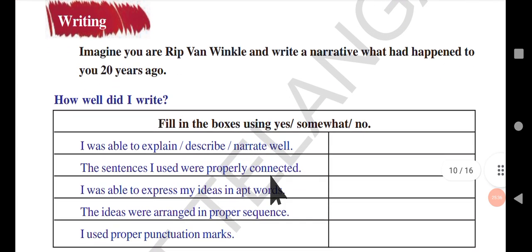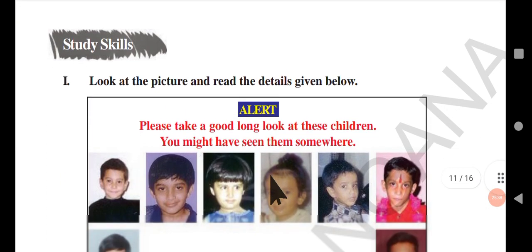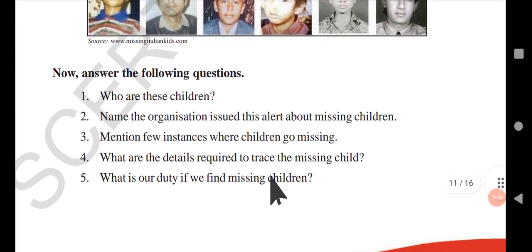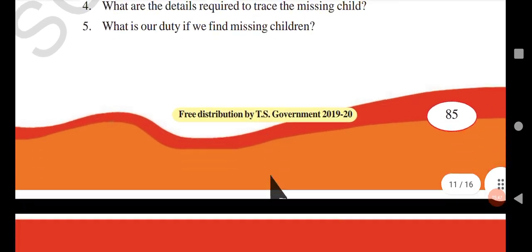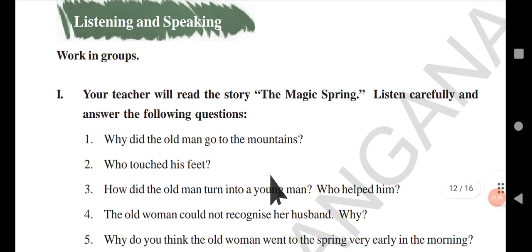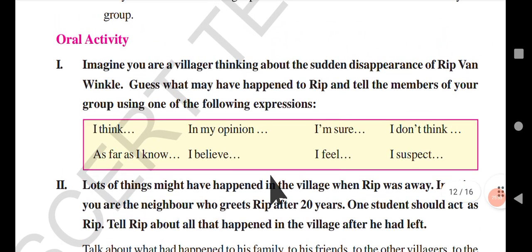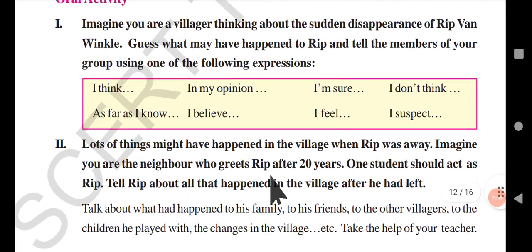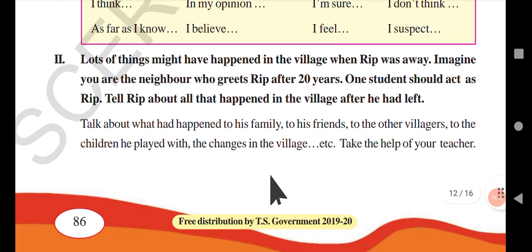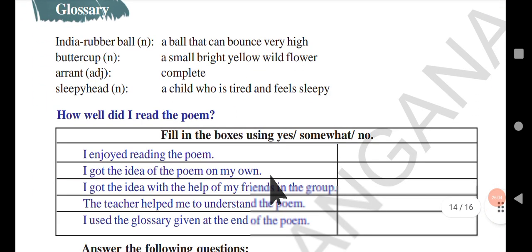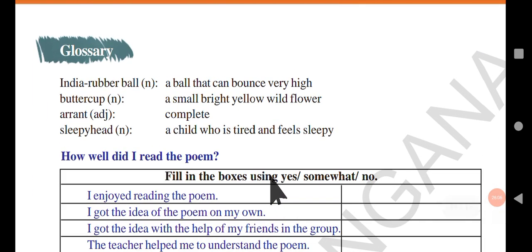Next, you have some writing exercise that you will do in your classroom. Next, you have study skills. This is discourse. So look at the picture and read the details given below. That will be taught by your teachers there. Okay. Next, you have listening and speaking. That is the activity that you have, the story which you have at the end. Next, oral activity. This is a classroom exercise. You have to speak about different experiences, and this is the poem you had. Next, glossary is there. You have to go through the glossary here.